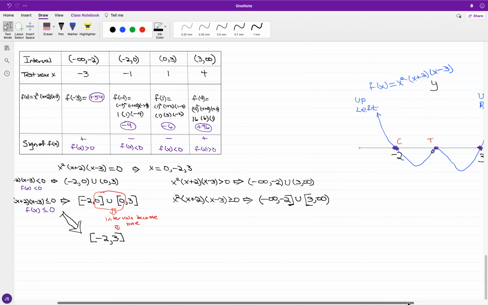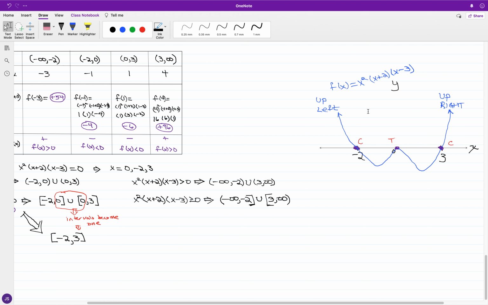Okay, so with the graph from earlier, working with the same function, the behavior is up to the left and up to the right. And again, we cross, touch, and cross at the x-axis for the respective zeros: x equal to -2, x equal to 0, and x equal to 3. And just to show you where these numbers came in.